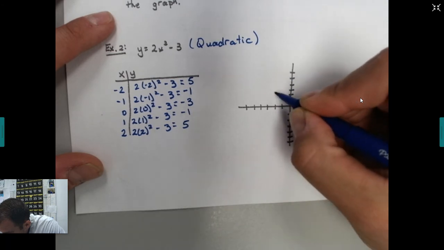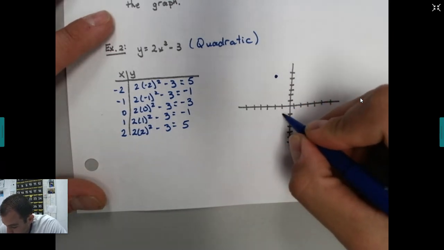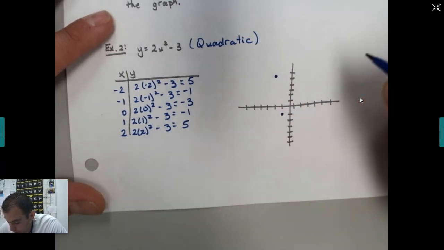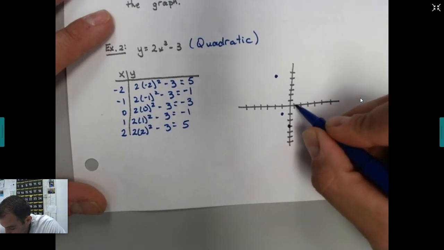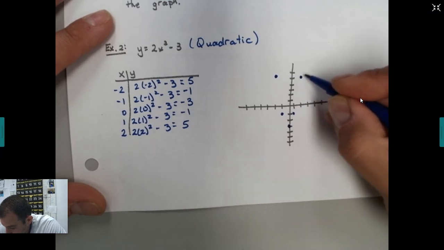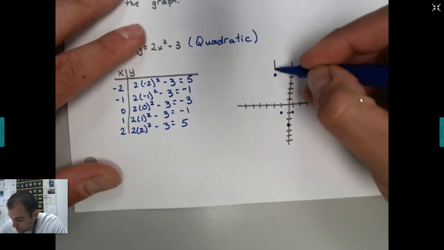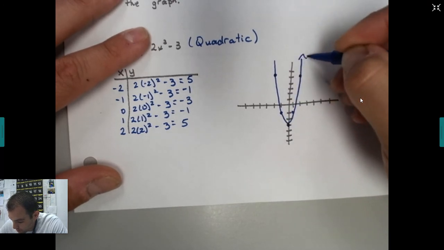5 and -2 would be approximately right there. -1, -1 would be right here. 0, -3, 1, -1, 2, 5. And so hopefully we know what kind of shape this is going to make. This is going to make a parabola, right?